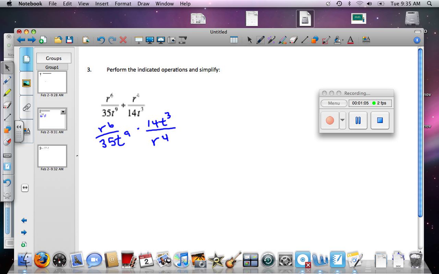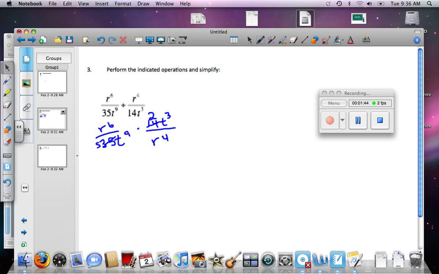And now I can start canceling factors that are alike, or start dividing factors that are alike on the top and bottom from either side, because remember, I could multiply first and then reduce, or I can divide out common factors and then multiply. So I can divide out an r to the 6th on this side of the fraction and an r to the 4th on that side, and it doesn't make any difference. So the first thing I'm going to do is see that I have a 7 in both 35 and 14, so I'm going to divide that out. 14 divided by 7 is 2, and 35 divided by 7 is 5.